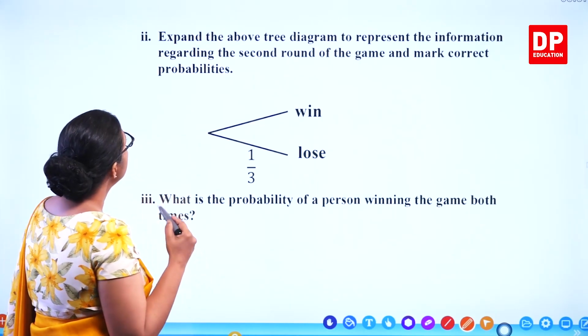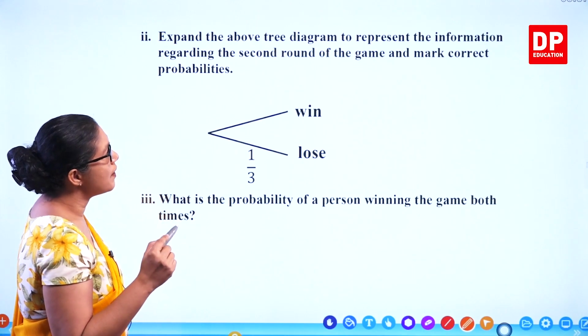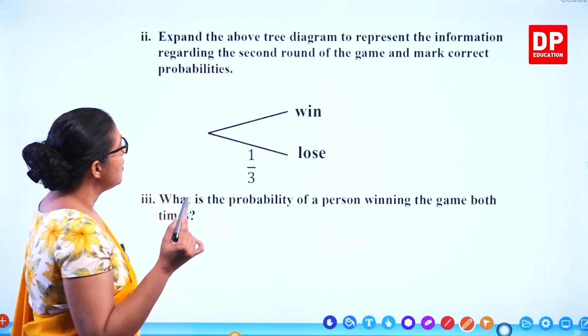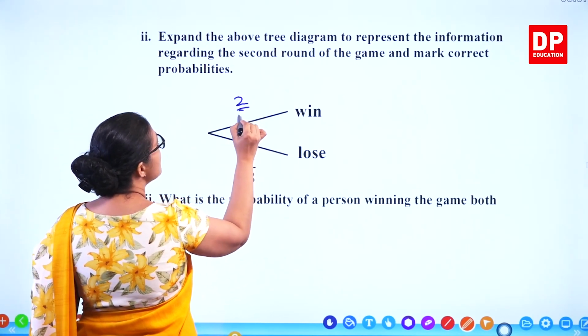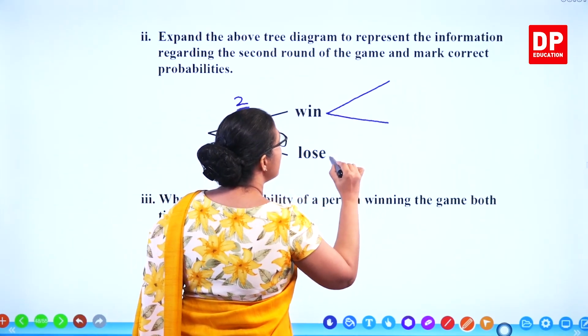Now we'll take the second part. Expand the above tree diagram to represent the information regarding the second round of the game and mark correct probabilities. So we found out this is 2/3 from the previous part. Now the second round, you can again.